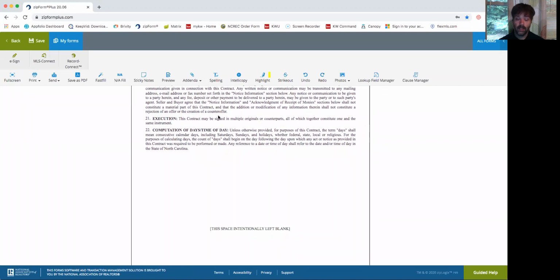And execution means that we could actually sign multiple counterparts of this document. And as long as they're all identical, it would constitute one document. So sometimes we have to deal with paper. One person signs a paper copy of this, another person signs another paper copy. If they are identical paper copies, it is considered to be one.